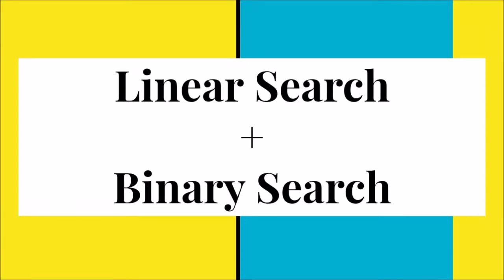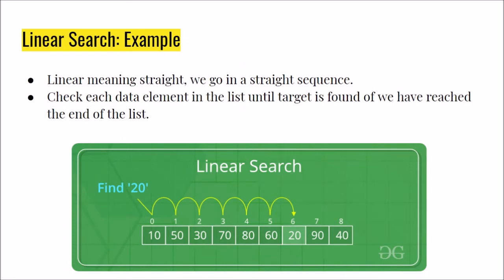Okay, so today we're going to be looking at linear search and binary search. So let's start off with an example of linear search. Linear, meaning straight, means we're going to look through a sequence in a straight sequence, checking each data element in the list until the target is found or we have reached the end of the list.